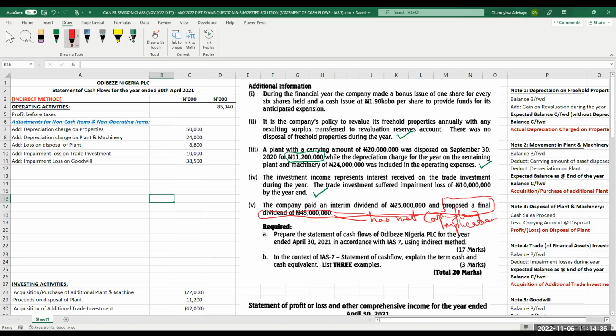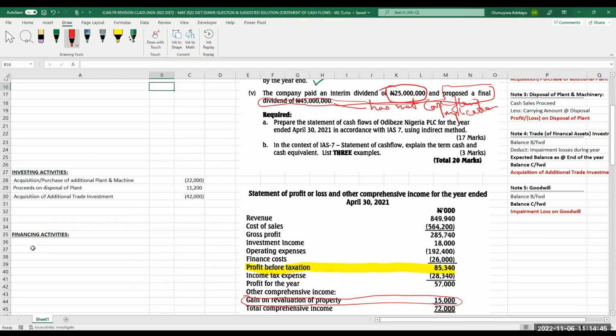Therefore, the only one we recognize is the dividend paid to ordinary shareholders, 25, and that will come here as what? Dividend paid to ordinary shareholders. How much is that? 25 million.